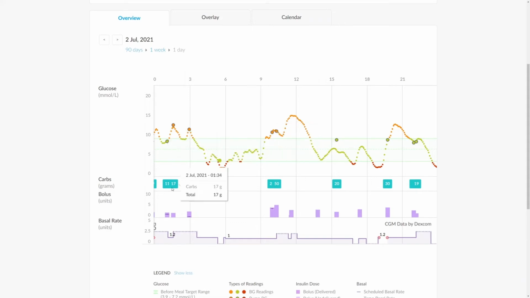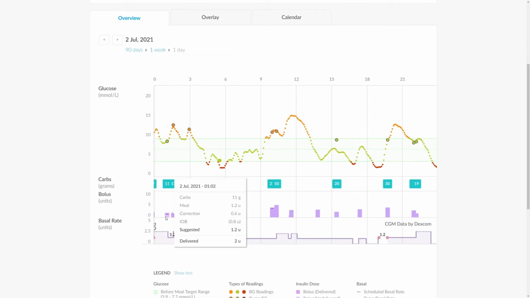Beneath that, we have the carbohydrate values that were recorded, and when we hover on them, we have the exact time that they were recorded. Again, we have bolus insulin, which is presented with proportional bars, and when we hover over these, we get more information, such as this one here, where it accompanies 11 grams of carbs that have been recorded, and therefore for that meal, it would have recommended 1.2 units of insulin.